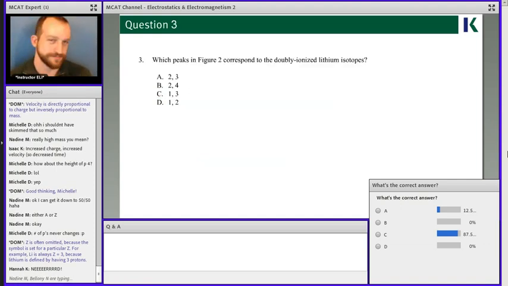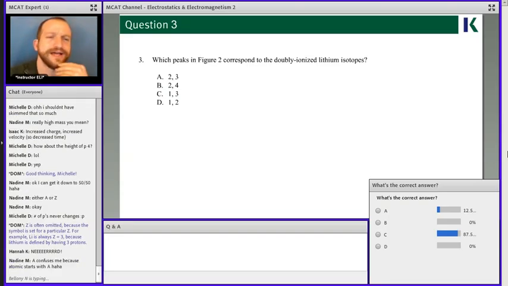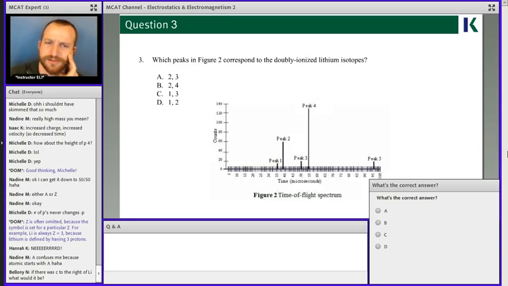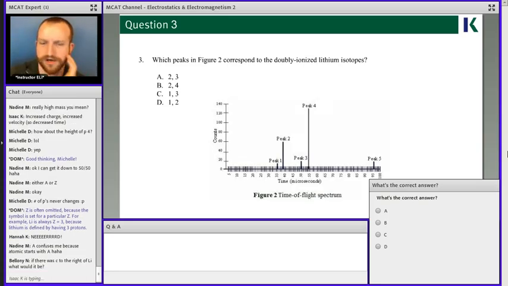How about this one? If we have doubly ionized lithium isotopes, hold on a second. Here's our chart.